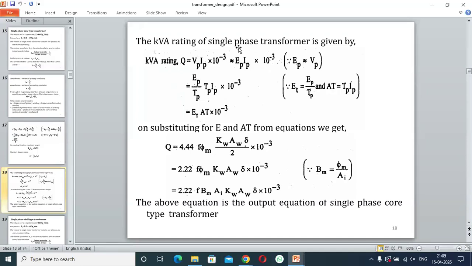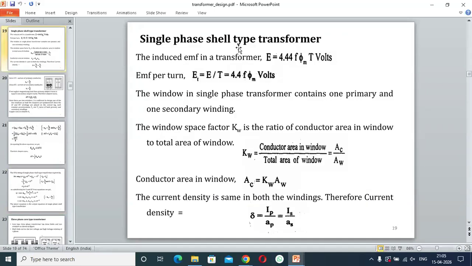Now how can we design the shell type transformer? If we have to design a shell type transformer, how will we design it? So the shell type transformer will be designed like this. Again, we write E is equal to 4.44 phi m T volt. That will remain the same because the EMF induced in the transformer is not going to differ. Et will be given as Et is equal to E upon T. So that will become 4.44 f phi m volt.